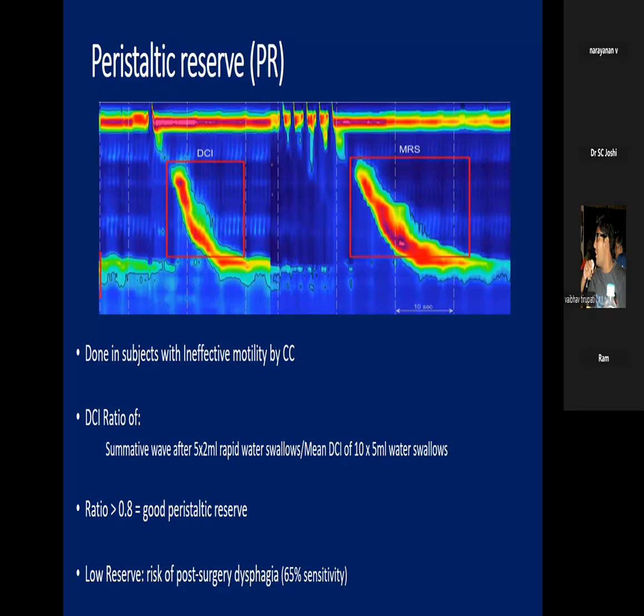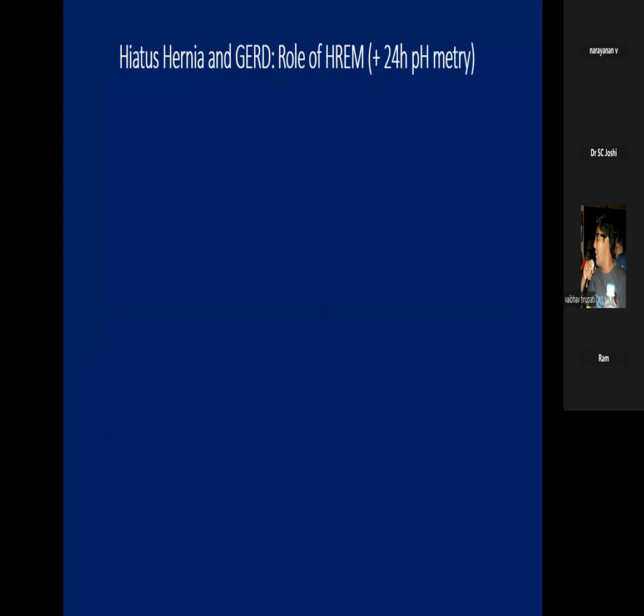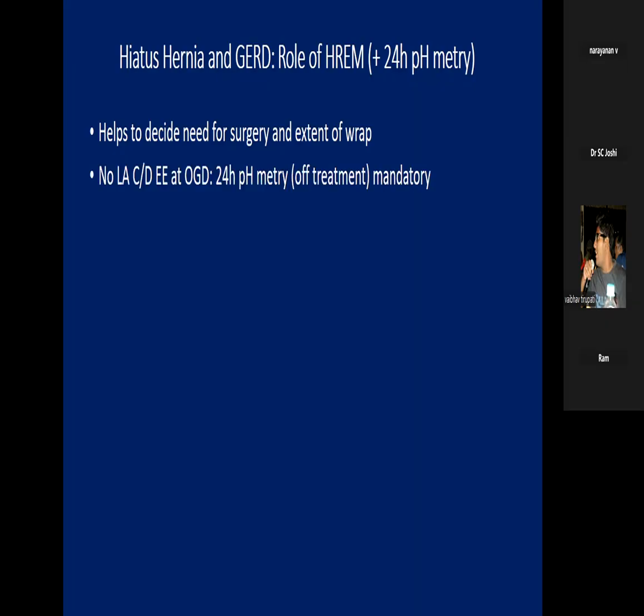So going on further for our surgeons, we did not talk about any pH metry here. Usually patients with hiatus hernia and GERD, surgeons are interested in operating. So what I would suggest to them is a manometry with the 24-hour pH, which helps to decide the need for surgery and the extent of the wrap. If the patient does not have severe esophagitis in the form of grade C or grade D at OGD, a 24-hour pH metry off treatment is mandatory.